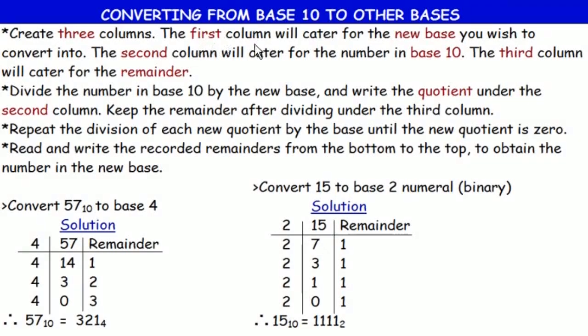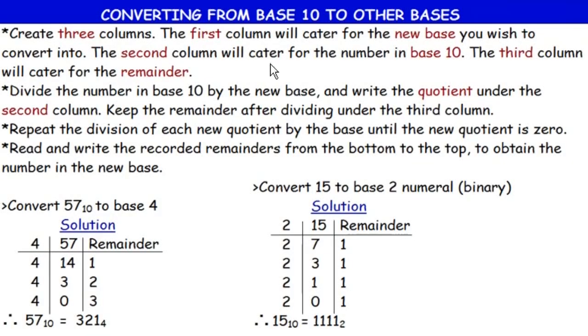For the first column we are going to write the number in the new base. The new base here is 4, so we are going to write 4 in the first column. The first column always caters for the new base that you are converting into. Here we have to convert 57 base 10 to base 4, so the base is 4. We write 4 here. That's the first column.